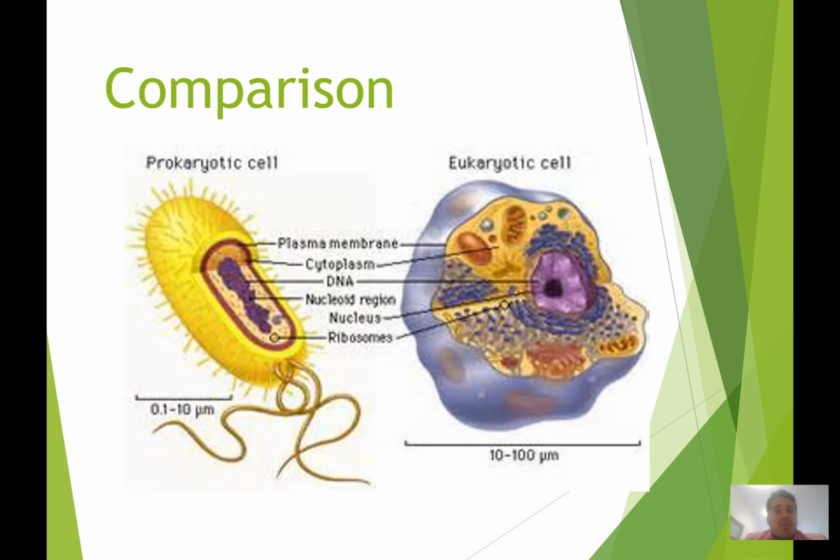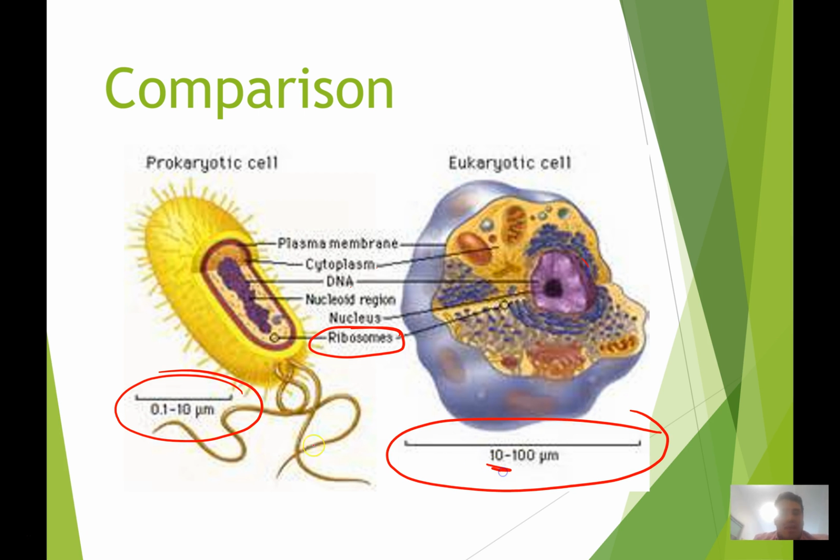Just a comparison of eukaryotes and prokaryotes. Hopefully you can see that there are a lot of similarities. They both have the plasma membrane, cytoplasm, DNA, and the nuclear region, which we call the nucleus if it's a eukaryote, or nucleoid if it's a prokaryote. They all have ribosomes, which is very important. Also, as you can see, prokaryotes are very tiny, on a scale of 0.1 to 10 nanometers. The smallest eukaryotes are bigger than the largest prokaryotes, and they're very much more complex.